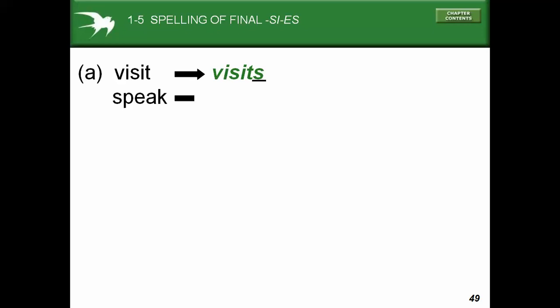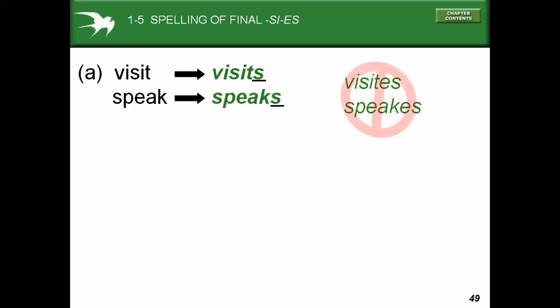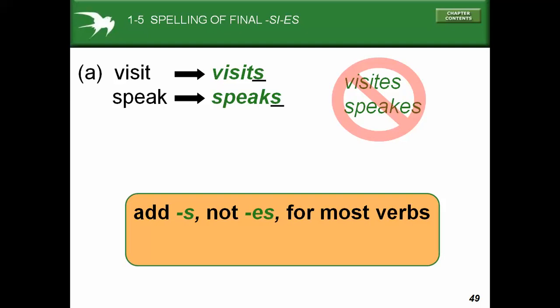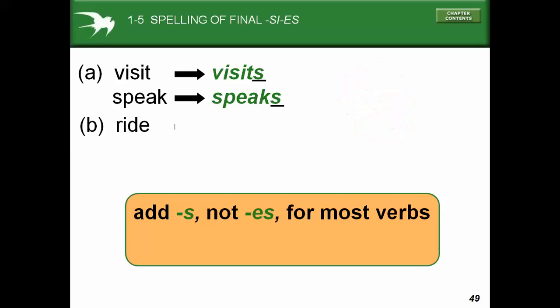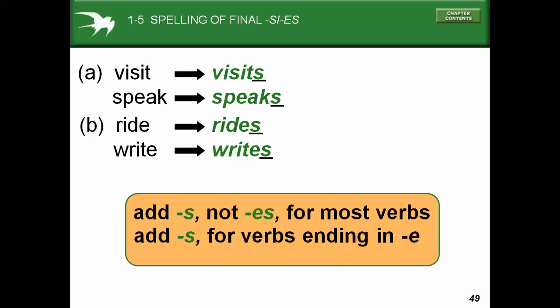Visits. Speak. But we do not add es, just s. We add s, not es, for most verbs. Rides. Okay, rides. So we add s for verbs ending in e.